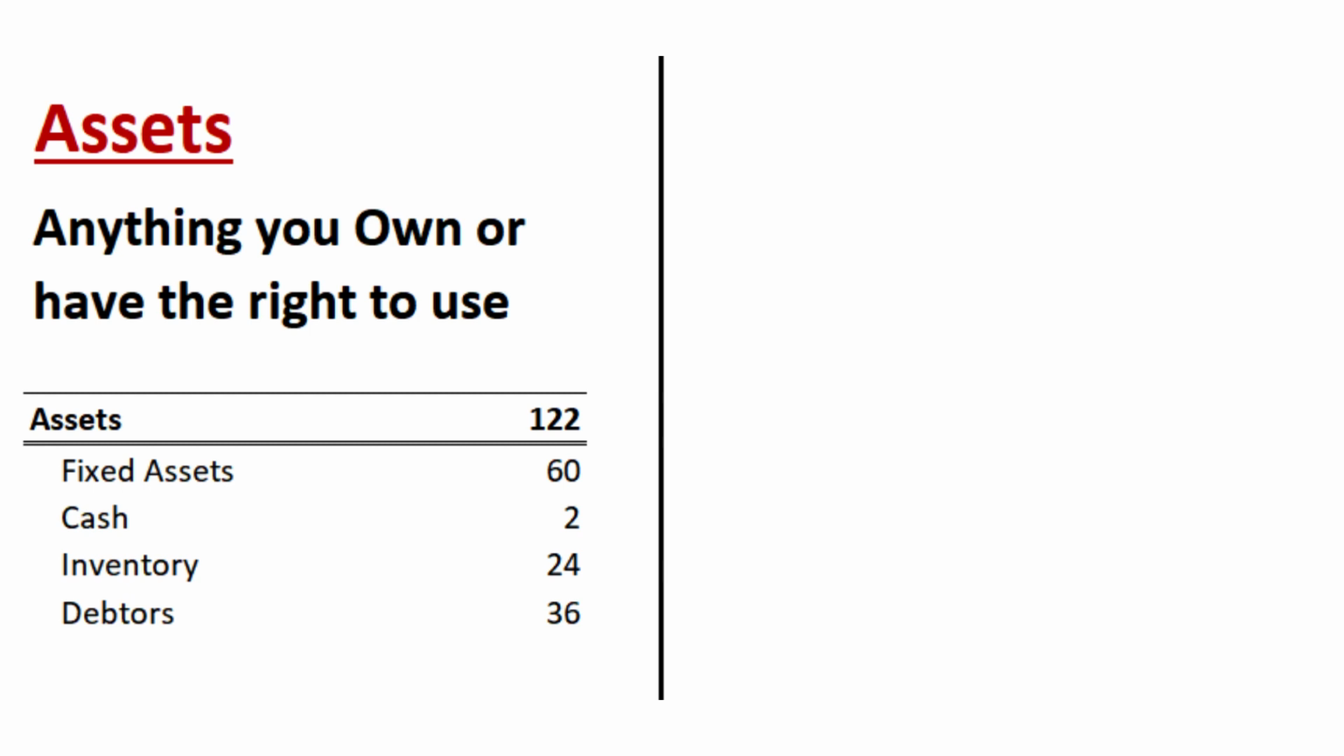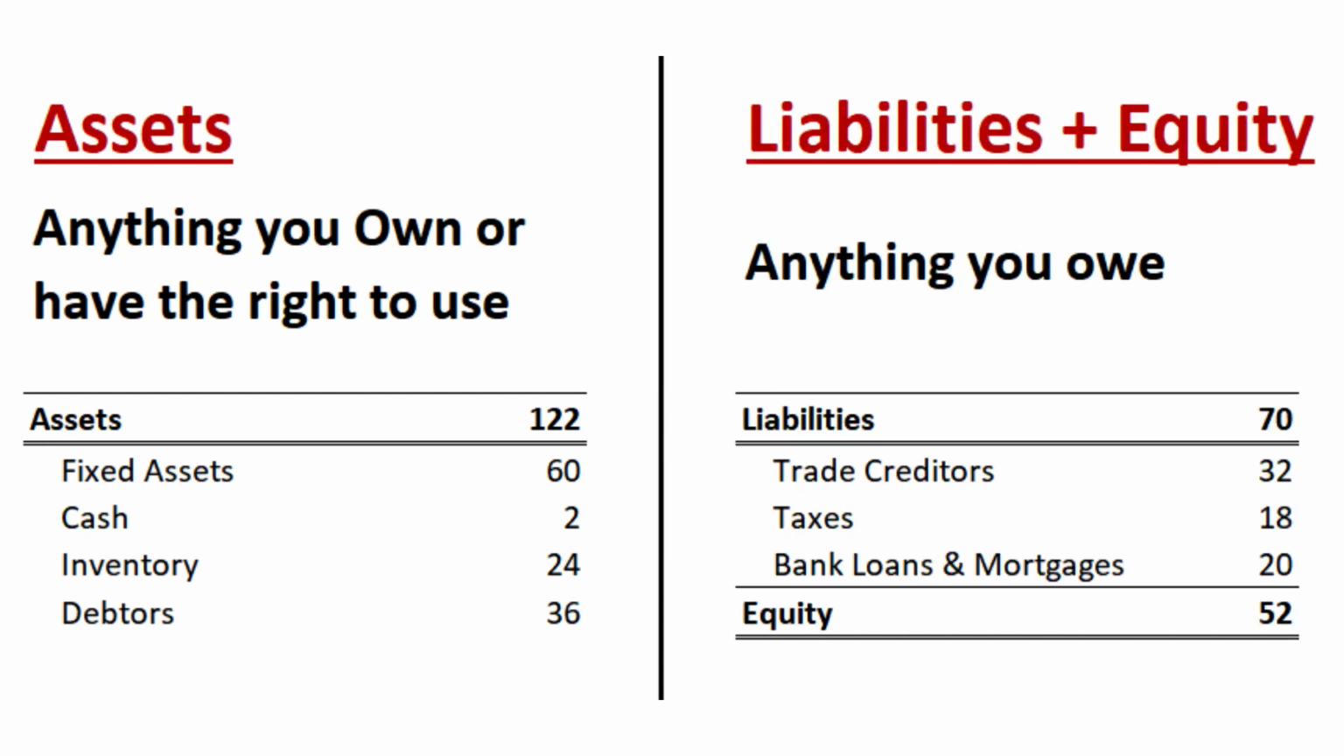Next, we have liabilities, which refers to anything that you owe to other people. So this could be money owed to suppliers or taxes owed to the government, as well as longer term loans such as bank loans and mortgages. And the business also owes equity back to the shareholders, so this also comes under the liability section. And equity refers to any money that has been injected into the business by the owners, as well as any historical earnings that have been kept in the business and not taken yet as dividends.